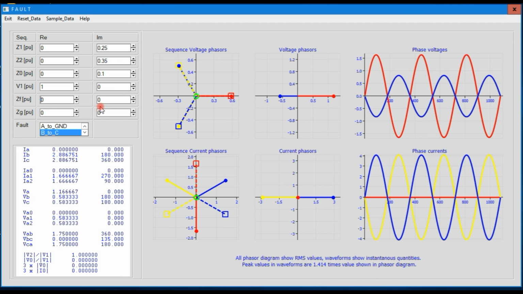So that demonstrates how we can use this program to investigate the dependency of the sequence component voltages and currents and fault waveforms on the input parameters.